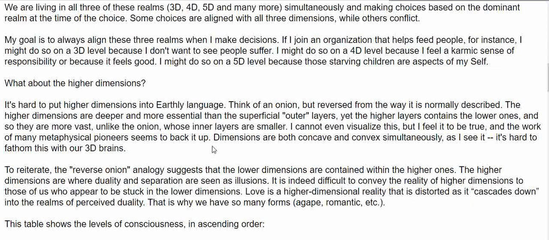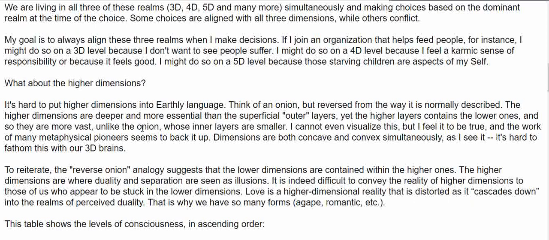If I join an organization that helps feed people at a distance, I might do so on a 3D level because I don't want to see people suffer, and the animals as well. I might do so on a 4D level because I feel a karmic sense of responsibility or because it feels good. I might do so on a 5D level because those starving children are an aspect of myself. And what about those starved animals? Everybody thinks about their own kind, but they don't care about the animals. You need to have a body also who cares about the animals and the vegetation.